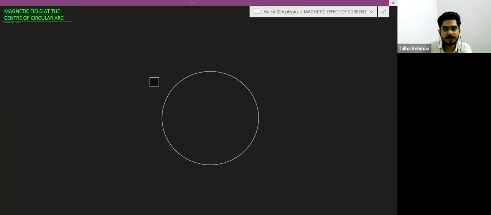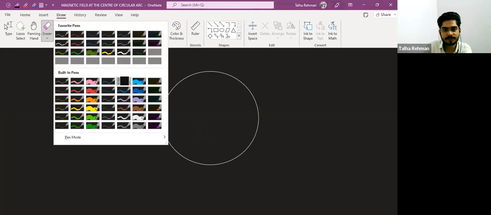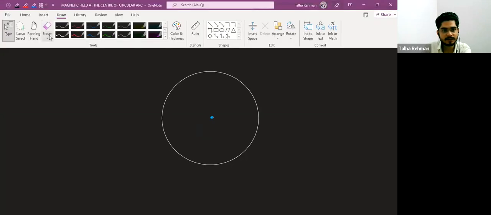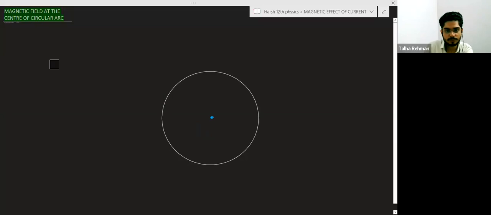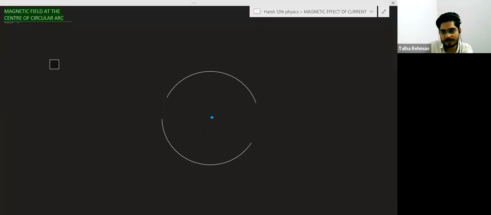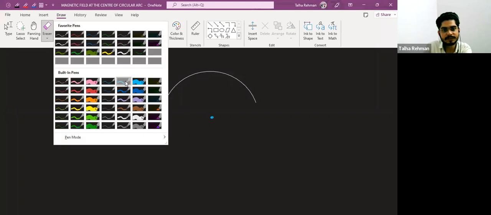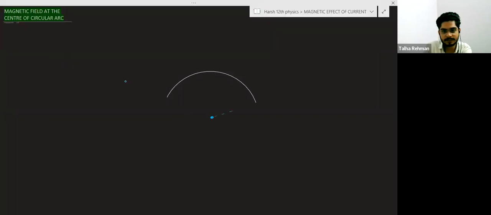This is a circle, and here is the center of the circle. Now, if I am making this circle arc, what I am doing is just cutting this from the circle. Remember that the center of the arc is the center of the circle, of which the arc is a part. So for this arc, we will calculate the magnetic field at the center.